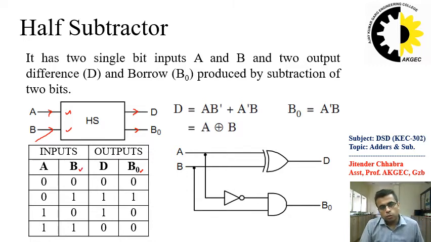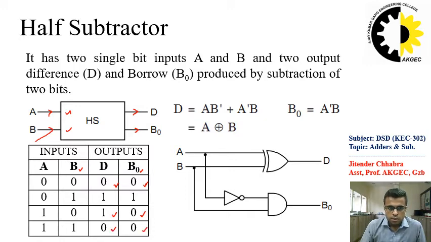Okay, so performing subtraction of these numbers, first we will consider the simple cases. 0 minus 0, the difference is 0, borrow is 0. Then skipping the second case and going to the third case, 1 minus 0 is very simple also, difference is 1 and borrow is 0. And 1 minus 1 is also simple, difference is 0, borrow is also 0.